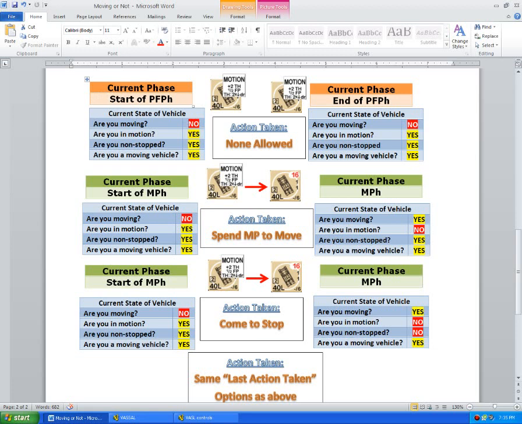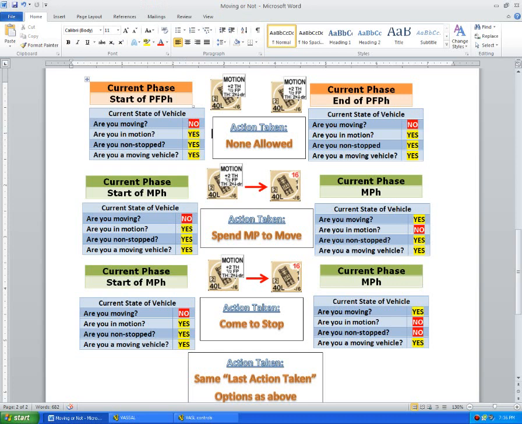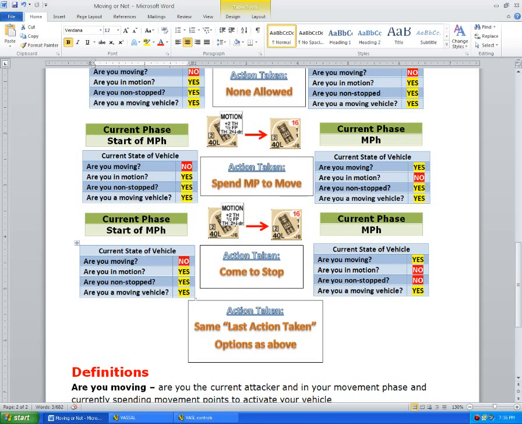If you start the current prep fire phase with a motion counter on your vehicle, are you moving? No, not moving because we're not spending movement points on it. Are you in motion? Yes, we are in motion because we have a motion counter. Are you non-stopped? Obviously yes, because we are moving. Are you a moving vehicle? Yes, we are considered a moving vehicle. Notice the action you can take: none allowed. You cannot spend any movement points in the prep fire phase on that vehicle. So no actions are allowed. You can see you're going to start the prep fire phase and end the prep fire phase in the same state.